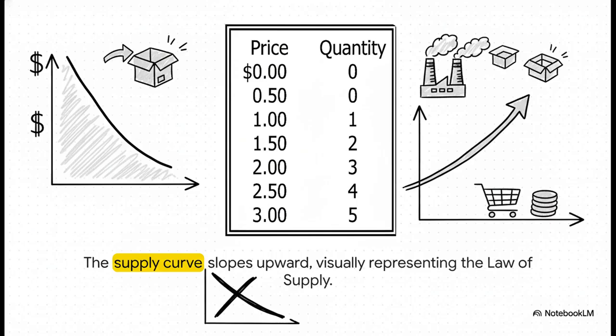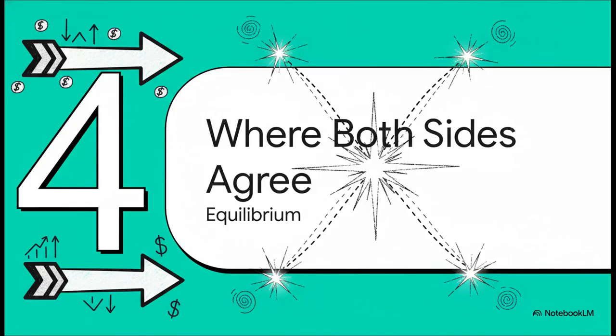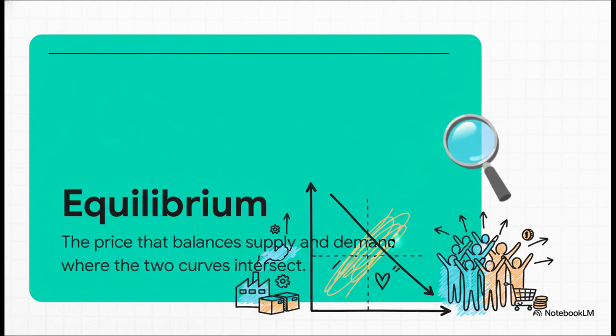So now we have both sides of the story. So what have we got? We've got buyers who want low prices and sellers who want high prices. It seems like they're in total opposition. But this is where the magic happens. Their two stories are just about to collide. This point where they meet is called equilibrium. You can think of it as the market's sweet spot.